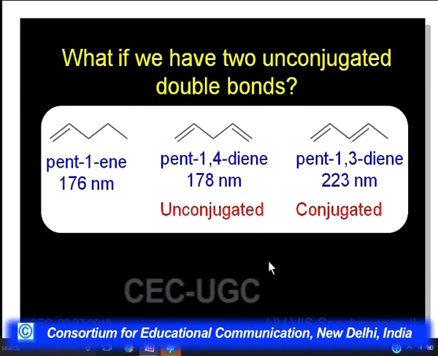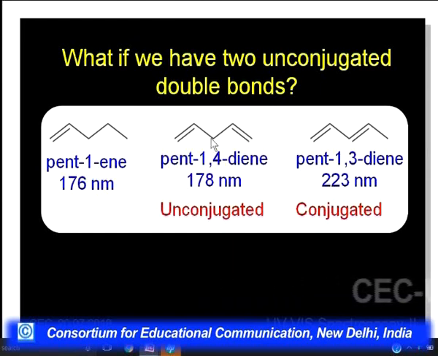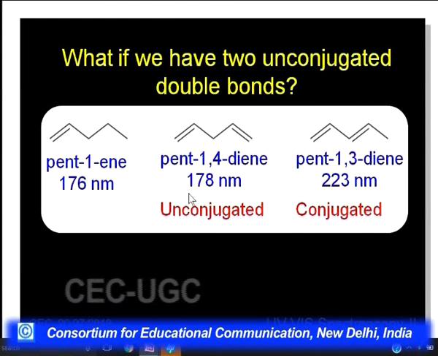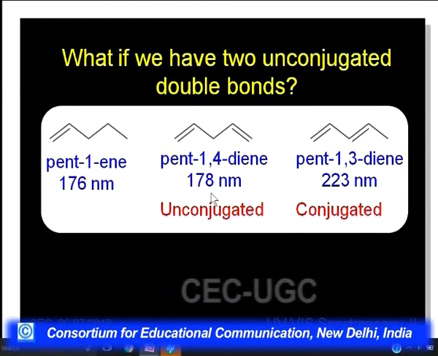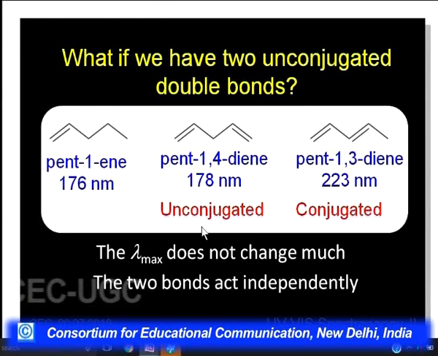As against that, if I have pent-1,4-diene, wherein there are two double bonds but the two are not conjugated, we find that the lambda max happens to be just 178. That means there is no significant change if the two double bonds are not conjugated. They actually act independently of each other. There is no conjugation, so there is no lowering of energies, and there is no decrease in the delta E value, and consequently there is no change in the lambda max. That's a very, very significant thing.